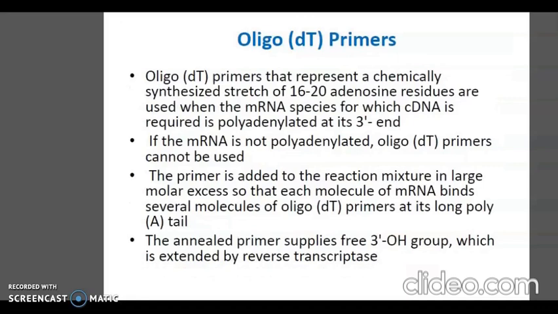Oligo-dT primers, which are chemically synthesized structures of 16 to 20 adenosine residues, are used when the mRNA species for which cDNA is required is polyadenylated at the 3' end. If the mRNA is not polyadenylated, oligo-dT primers cannot be used. The primer is added to the reaction mixture in large molar excess so that each molecule of mRNA binds several molecules of oligo-dT primer at its long poly A tail. The annealed primer supplies a free 3' hydroxyl group which is extended by reverse transcriptase.